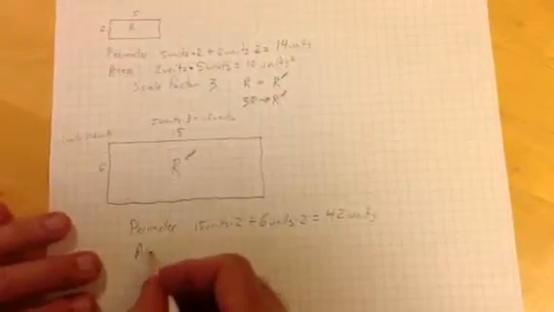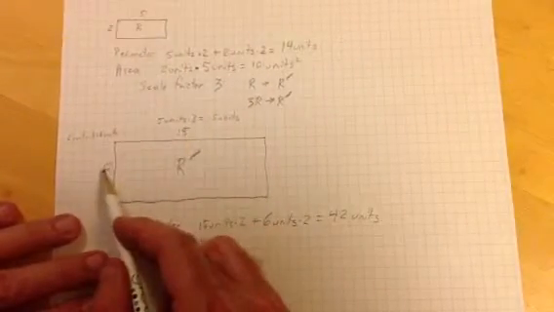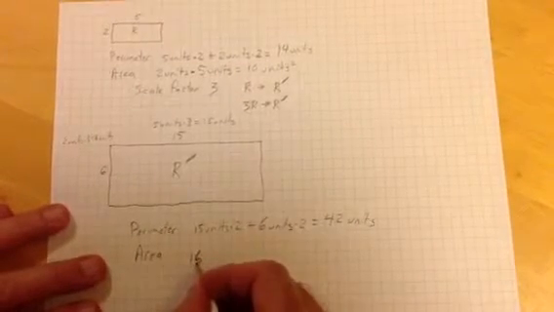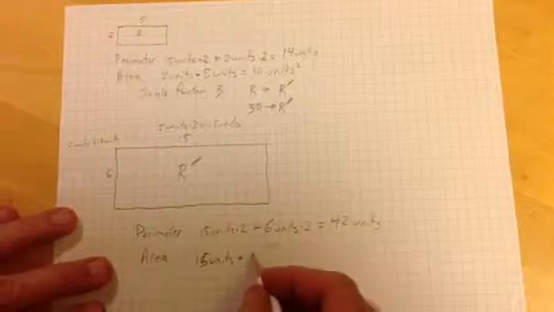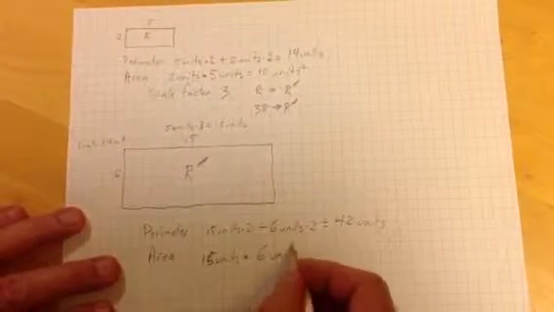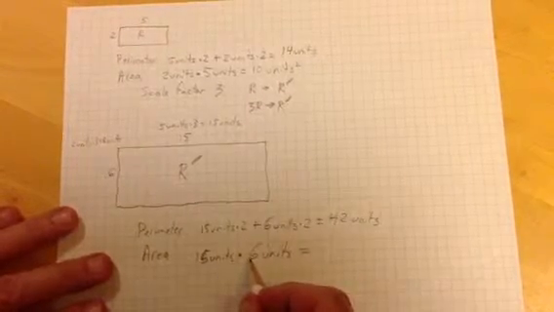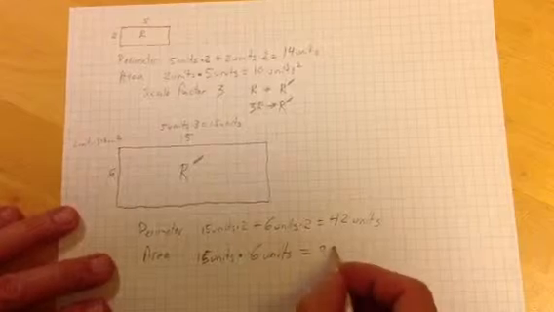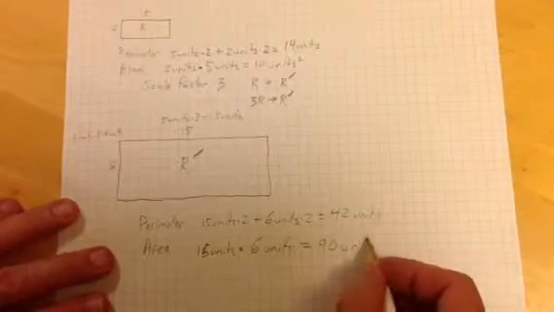The area would be 15 units by 6 units. So we multiply 15 by 6. We come up with 90. We multiply units by units. We come up with square units.